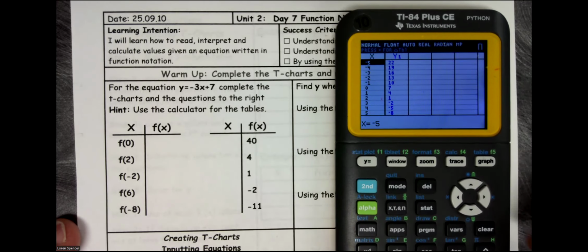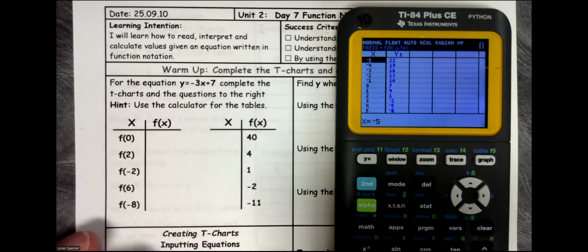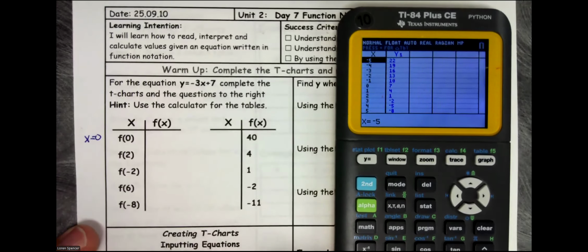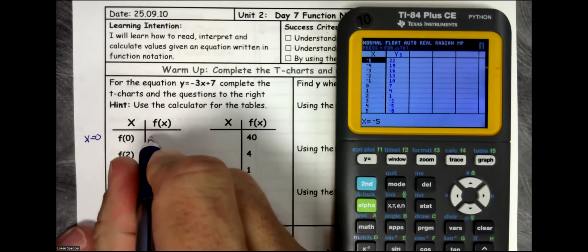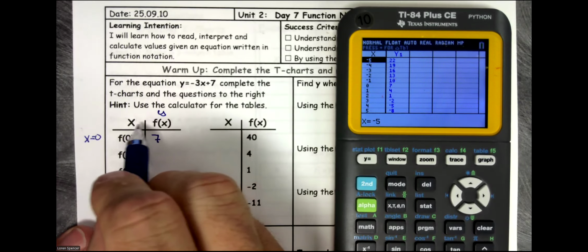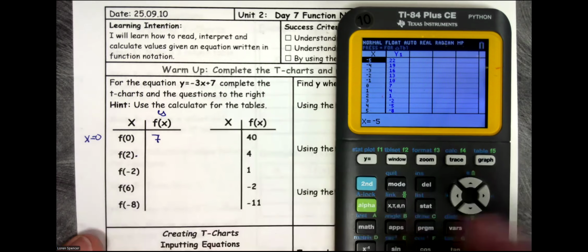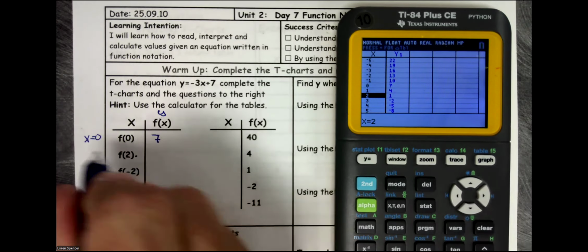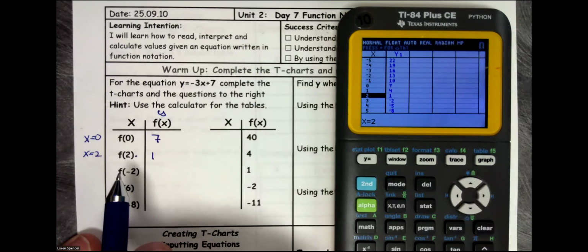So we have our table there, and we have f of 0. F of 0 just means, in this case, x equals 0. We're going to scroll down to where x equals 0, and we see that y is 7. F of x just means y. Please don't forget that. F of x just means y. Then it says f of 2, where we scroll down, and where it says 2, that means x equals 2, where y is 1, or f of x is 1.